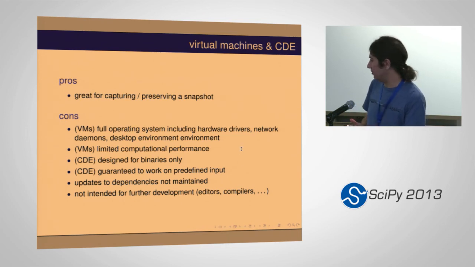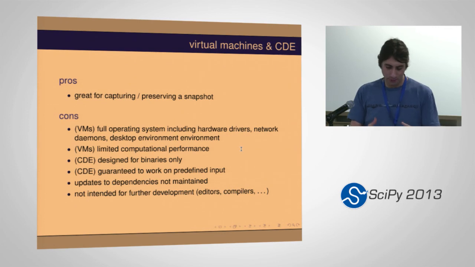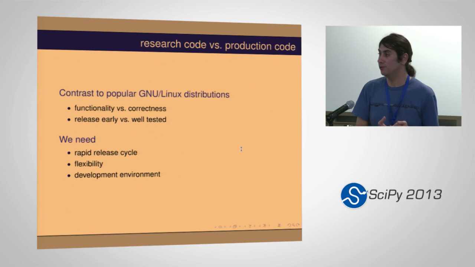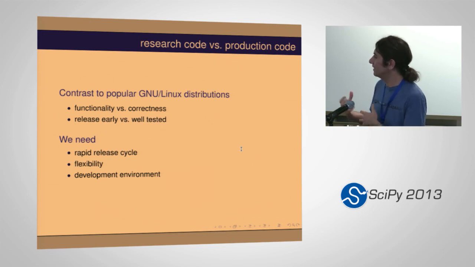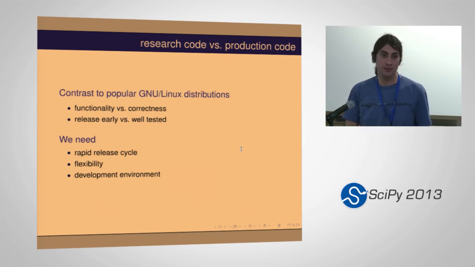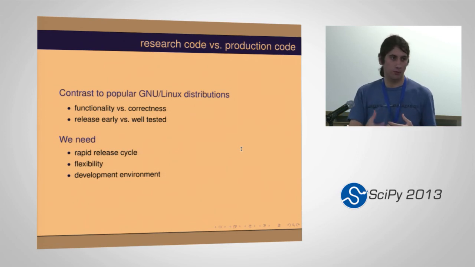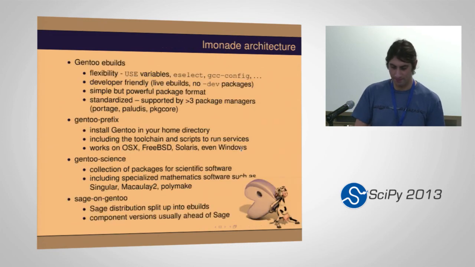CDE is designed for binaries only. And if you supply it with different inputs, then it might not access the same set of binaries, so it will not work just as well. So virtual machines don't solve my problem. And when you consider distributions, most popular GNU Linux distributions do not actually satisfy our needs, because in research code, we actually want to release our code rapidly instead of waiting to check if it is so stable and if it fits well with everything. So we want something flexible and that has a rapid release cycle.